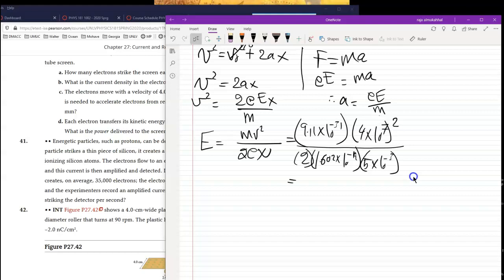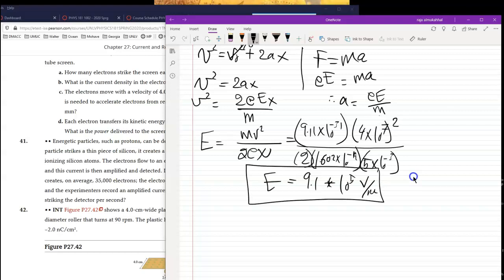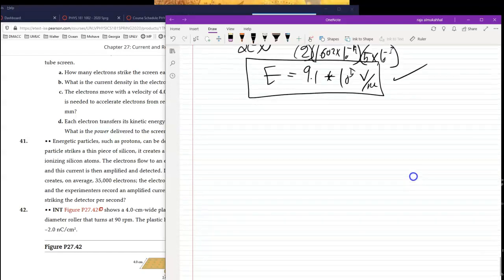And then you go through all that calculation. I have done it already, and if I didn't make a mistake, it's 9.1 times 10 to the 5th volts per meter. There we go. This is the strength that is inside that picture tube. Got it? Okay.